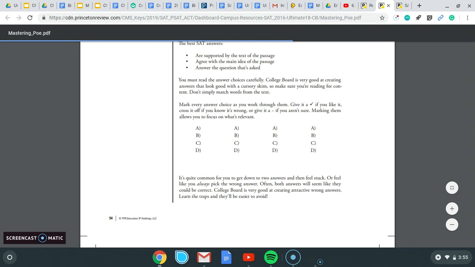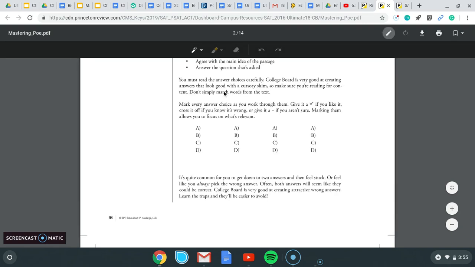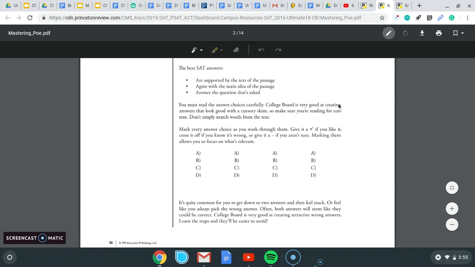So when you're reading the answer choices, read carefully because College Board loves to include trap answers that look good on the surface but really aren't correct. As a reminder, when you're going through the answer choices, you need to give it a check if you like it, an X if it's wrong, or a little squiggly if you are not sure. This is going to help you quickly eliminate the wrong answers and focus on finding the right one.